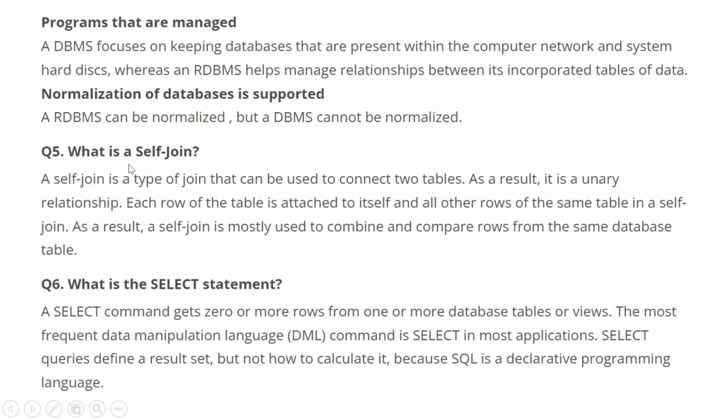Next question is, what is a self join? In the previous video also we discussed this question. A self join is a type of join that can be used to connect two tables. As a result, it is a unary relationship. Each row of a table is attached to itself and all other rows of the same table in a self join. As a result, a self join is mostly used to combine and compare the rows from the same database table.